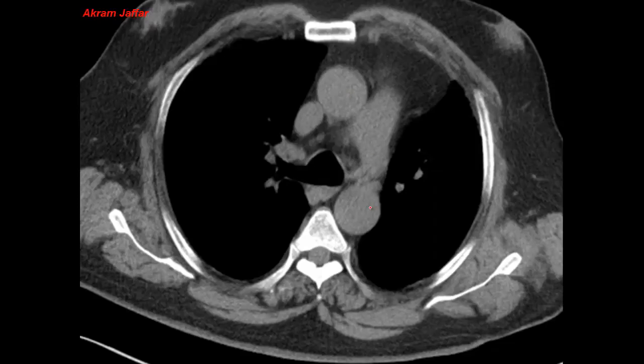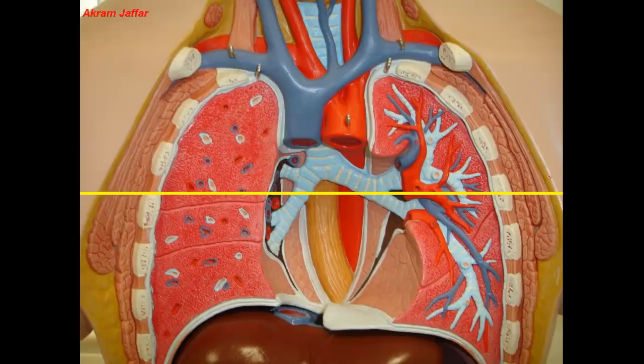Ascending, descending aorta, superior vena cava, pulmonary trunk and left pulmonary artery. Now this section is a little bit lower down. It is distal to the level of the bifurcation of the trachea, so no more trachea will be seen here, but we can see the descending aorta and the esophagus.